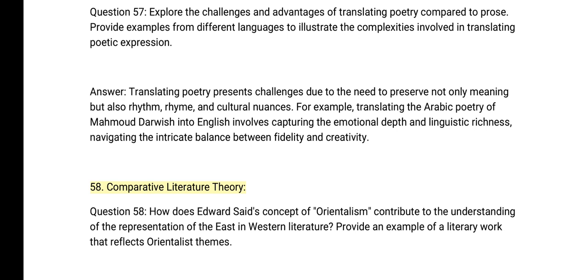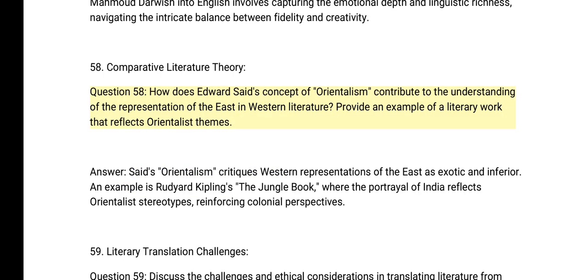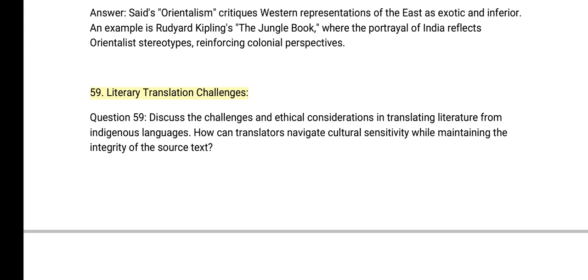58. Comparative literature theory. Question 58. How does Edward Said's concept of Orientalism contribute to the understanding of the representation of the East in Western literature? Provide an example of a literary work that reflects Orientalist themes. Answer. Said's Orientalism critiques Western representations of the East as exotic and inferior. An example is Rudyard Kipling's The Jungle Book, where the portrayal of India reflects Orientalist stereotypes, reinforcing colonial perspectives.